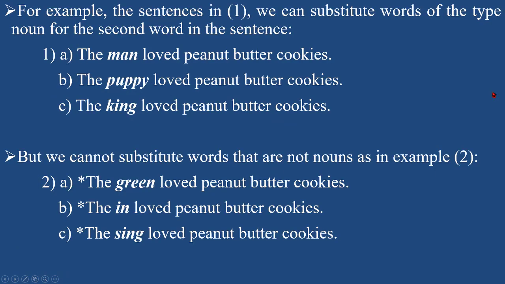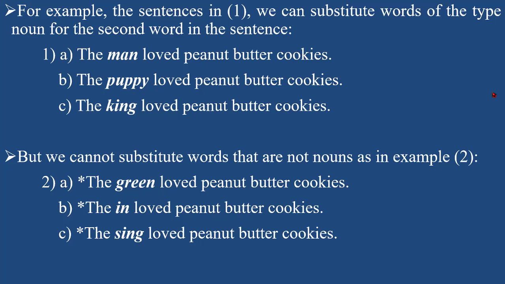So for example, in this sentence in 1, we can substitute words of the type noun for the second word in the sentence. All right. So: The man loved peanut butter cookies. The puppy loved peanut butter cookies. The king loved peanut butter cookies. As you can see, we can substitute man with puppy, king. So these words can replace each other and the sentence is still grammatical.